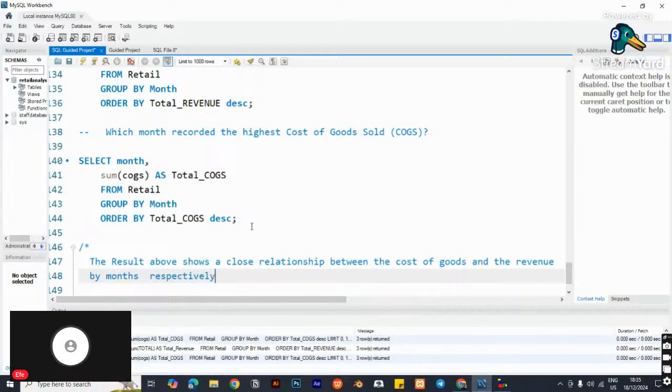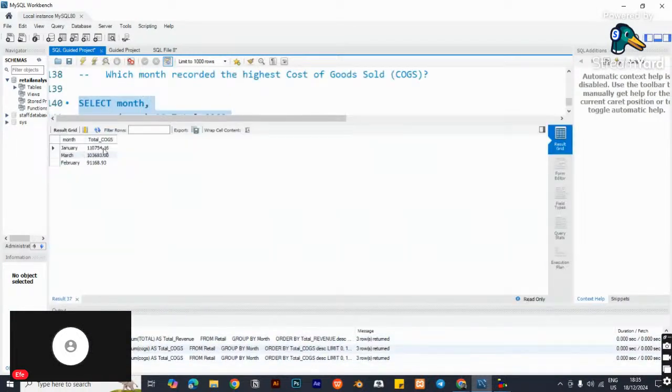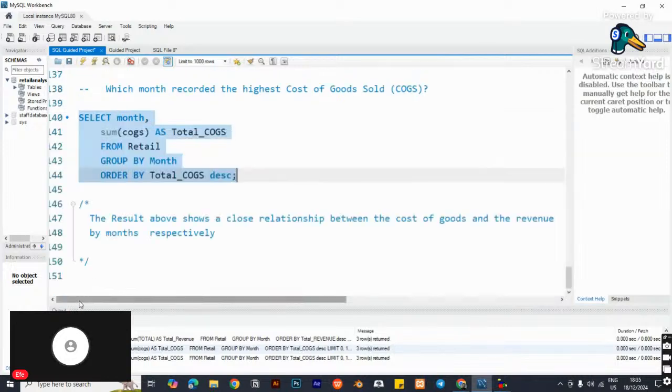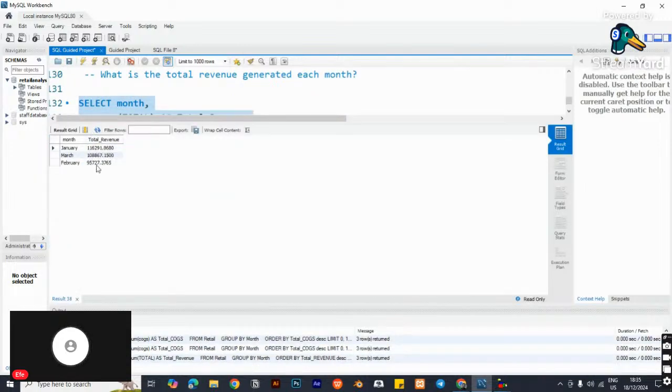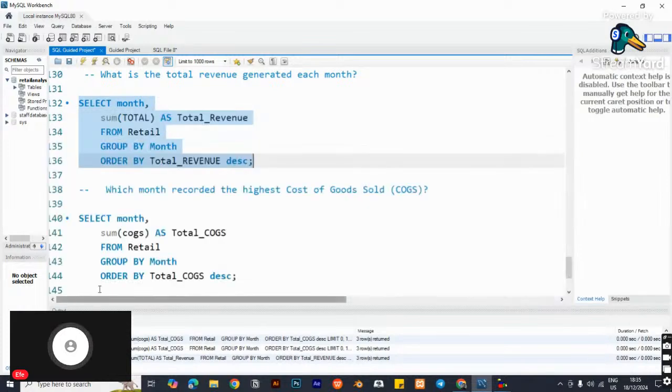I'm using the word respectively because we saw when we checked the cost of goods, there was a relationship, close values, 110,000. This is 103.91. The same pattern, January, March, February, 110, 103.91. This is for cost of goods, 110, 103.91. Let's check this. You can see 116. This we had 103. This is 108 now. We had 91 in cost of goods. This is 95 in this thing. So there's kind of a relationship.